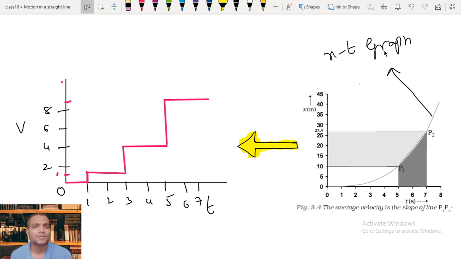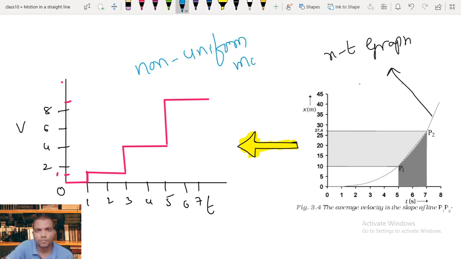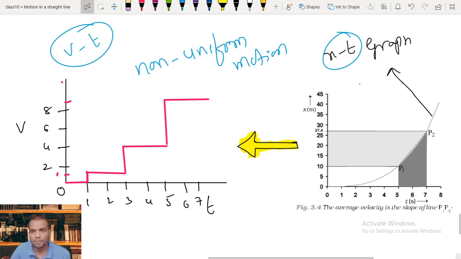So if the velocity is different, we need to calculate that. And here I have taken very few, small segments, so that's why it came up like that. So this is a way how to draw the graph for non-uniform motion: the position versus time graph, and the corresponding velocity versus time graph.